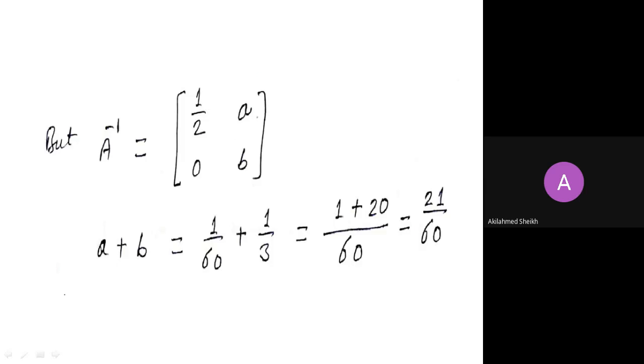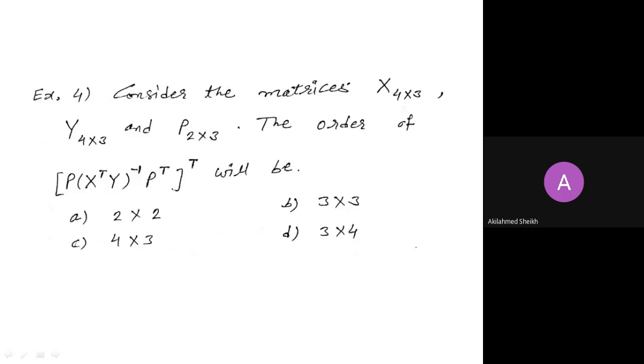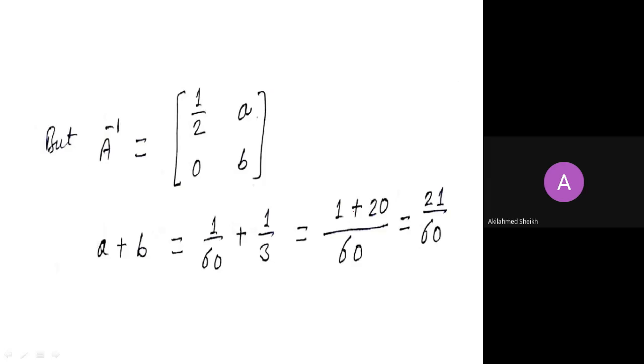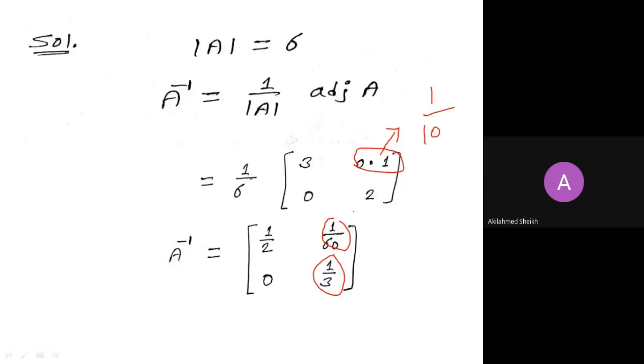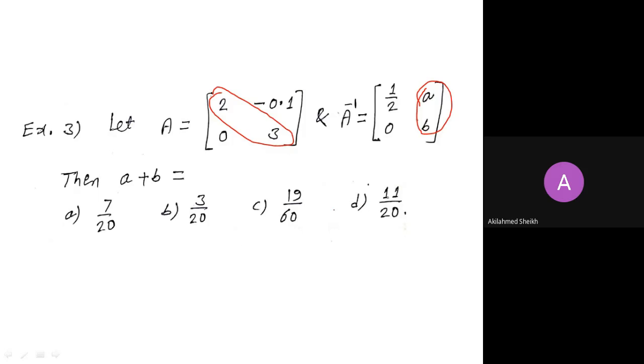So A plus B equals 1 by 60 plus 1 by 3, taking the LCM as 60. So 60 ones are 60. So 1 one is 1, plus 3 times 20, 20 into 1, gives 21 by 60. Now 21 by 60 is the correct answer. Which one is it here?